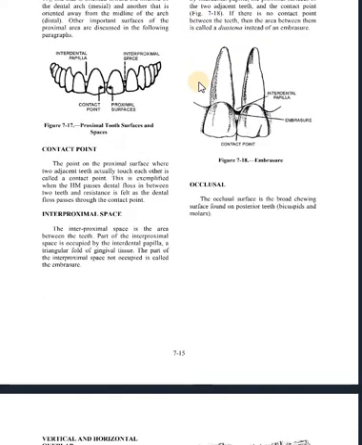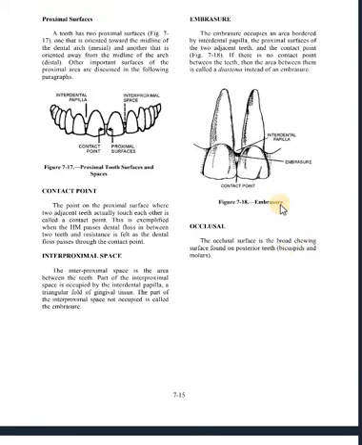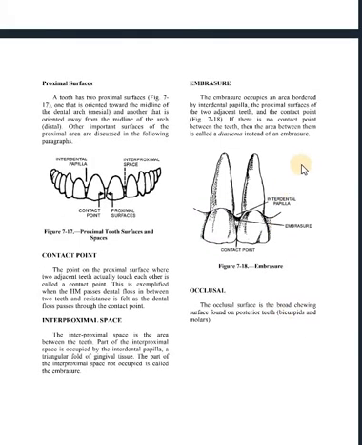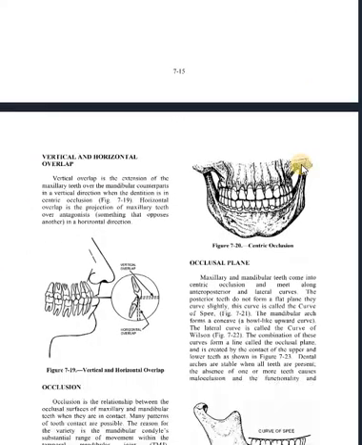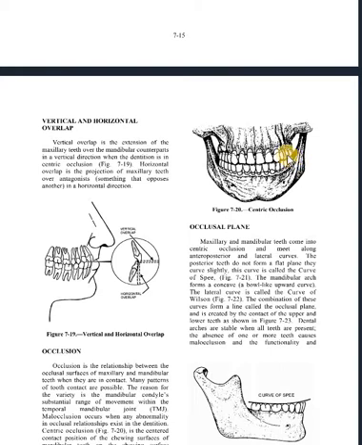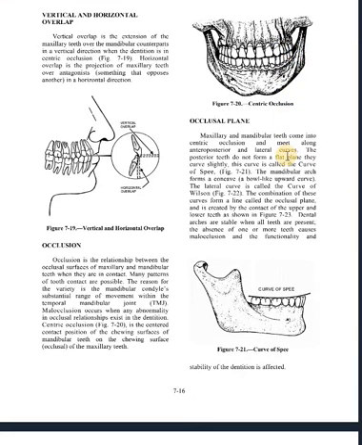Contact points are where the teeth touch. Interproximal space is between the teeth. Embrasure is like a little space between your teeth. Vertical and horizontal overlap, it's a thing. Occlusion. There are a lot of different ways that you can pattern your teeth. Yeah, it's super important. Occlusal plane.